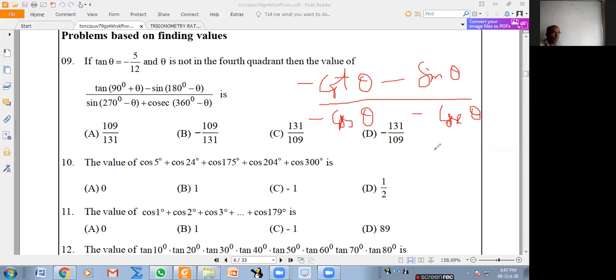After simplifying, just substitute values. Tan theta is negative, and theta is not in the fourth quadrant. Tan theta is negative in which quadrant?